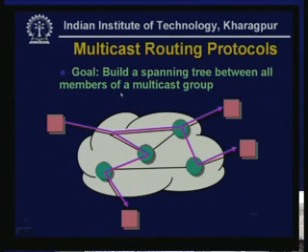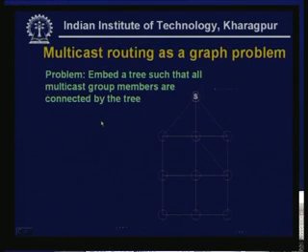So, the main goal of the multicast routing protocol is to build a spanning tree between all members of a multicast group. So, these are the members of the multicast group, and we have to somehow get this tree. This can be looked upon as a graph theoretic problem. I am afraid that this is not very visible.